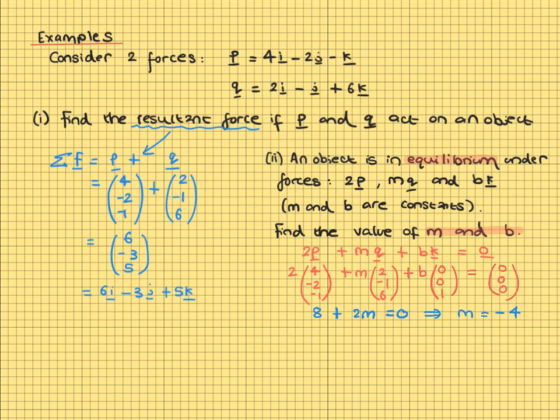Looking at the j components, we can say that negative 4 minus m is equal to 0, which is good because it confirms that m equals negative 4, so we have consistency. And then looking at the k components, we can say negative 2 plus 6m plus b is equal to 0, and from here we can solve to find the value of b. So we have negative 2 minus 24 plus b equals 0, so this will rearrange to give us b equals 26.